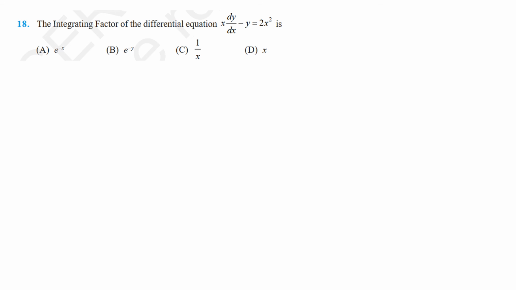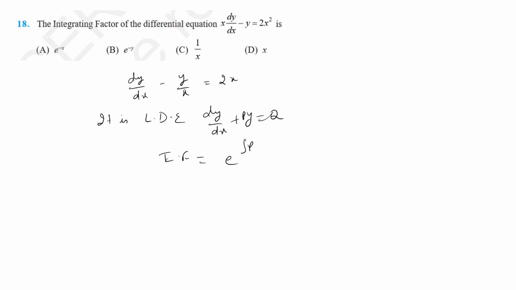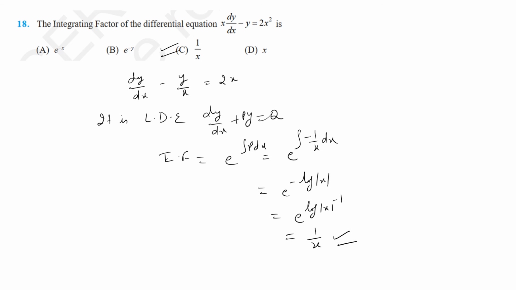For the next equation, we need to check the integrating factor. So first of all, this differential equation is clearly of the form dy by dx minus y by x is equal to 2x. Okay, so it is a linear differential equation of form dy by dx plus py is equal to q. So the integrating factor here is of the form e raised to power integral p dx. So clearly p is minus 1 upon x, the integral of p dx is minus log mod x, which gives e raised to power log mod x raised to power minus 1. So I think 1 upon x is the required integrating factor.